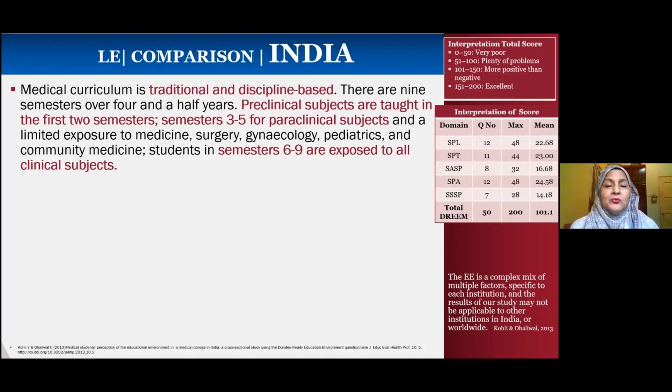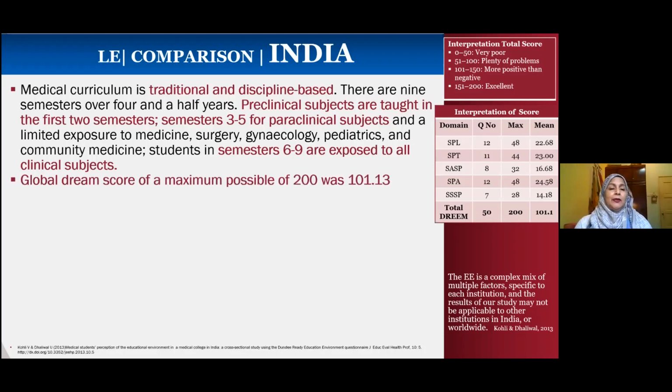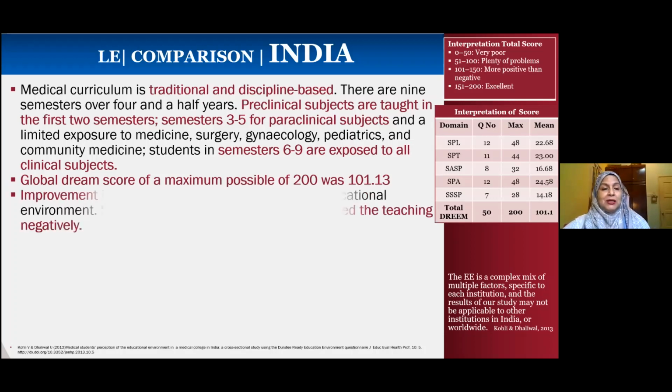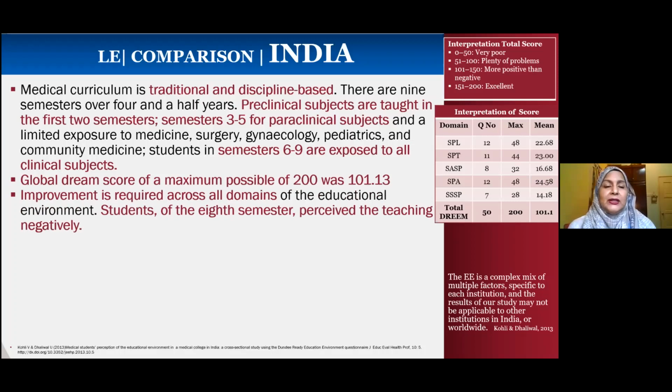So practically it is 1.5 years. It is a 4.5 year course. So 1.5 years is only for the clinical subjects to cover. The global DREEM score out of the maximum possible 200 was 101, just over the 50% mark. Improvement is required across all domains of the educational environment.